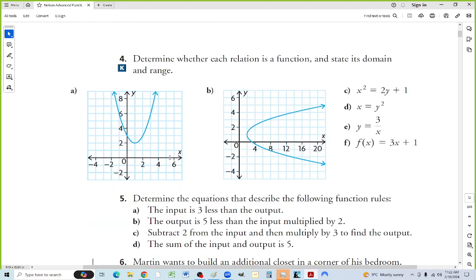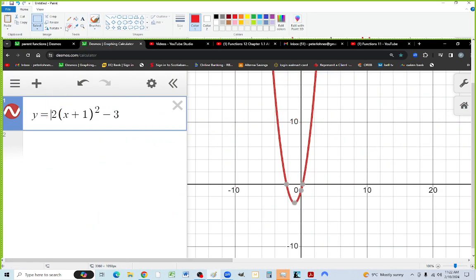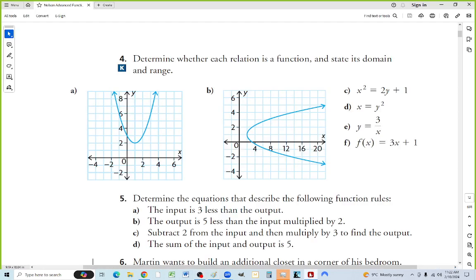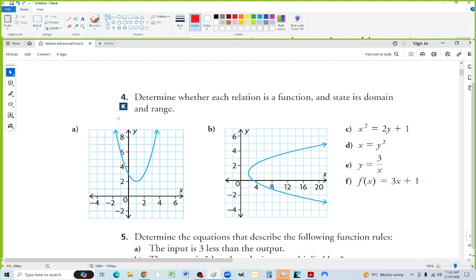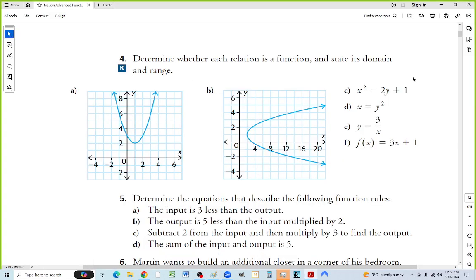What if we did the vertical line test here? What if we did the actual image that's on the screen here? There we go. Let's do the vertical line test. Function? Yes. Function? No. Good. What is this?